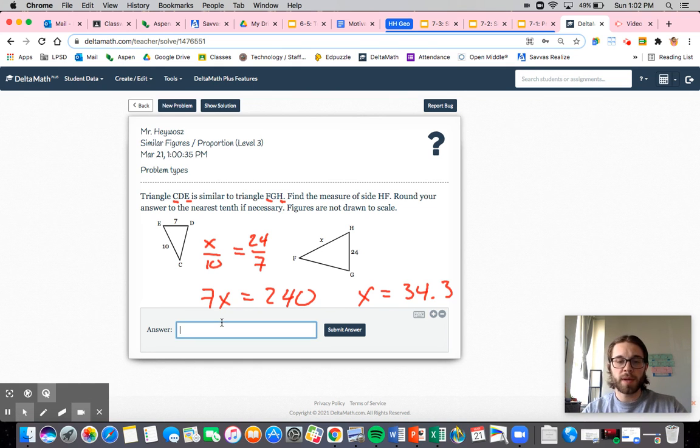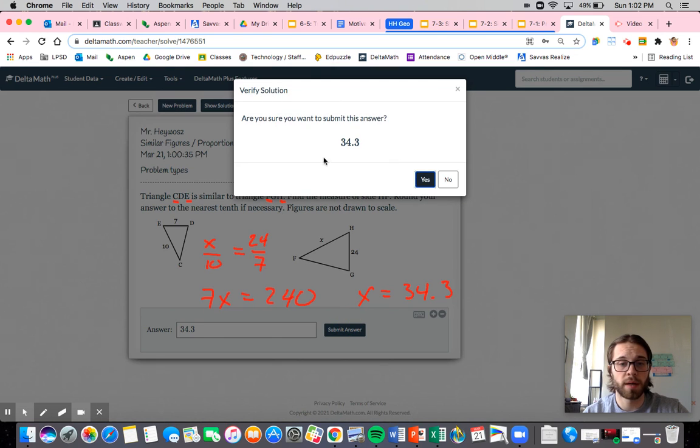That's pretty much everything we need to know about these. The other thing to remember is the angles are congruent. It's not asking about that, but the angles are congruent. Just remember that.